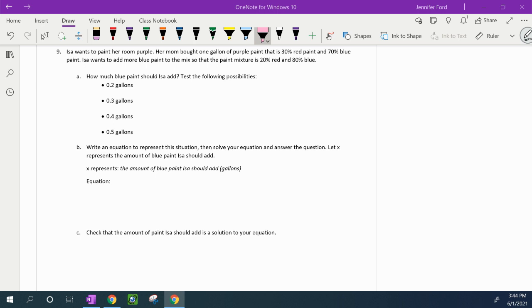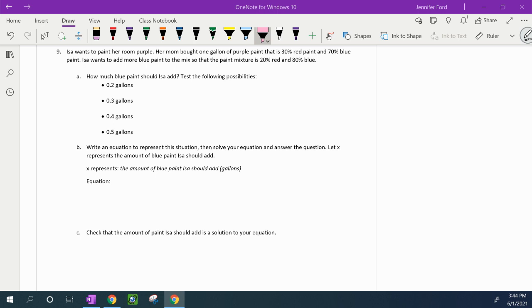Number 9 was tricky. Number 9 says, Isa wants to paint her room purple. Her mom bought 1 gallon of purple paint that is 30% red paint and 70% blue paint. Isa wants to add more blue paint to the mix, so the paint mixture is 20% red and 80% blue. And then the question is, how much blue paint should Isa add?